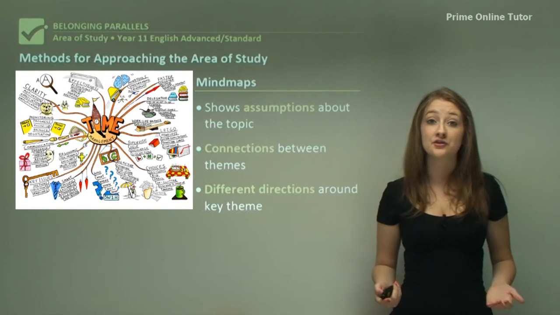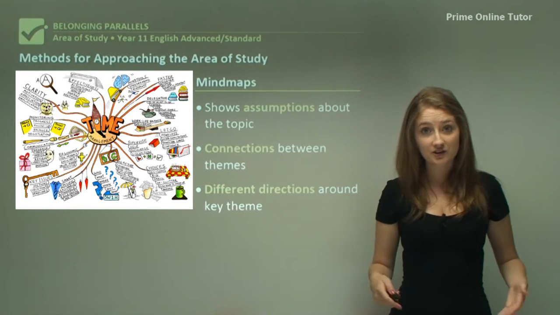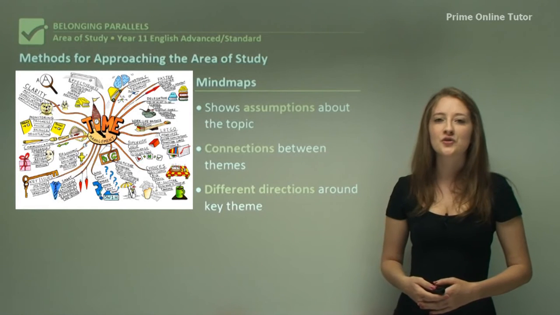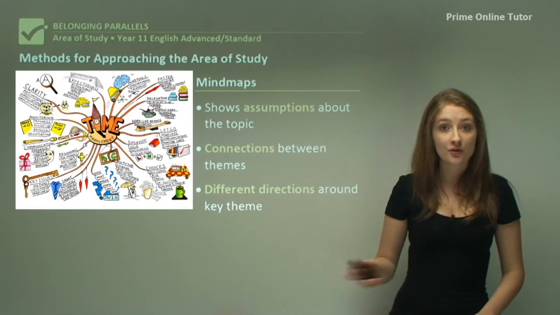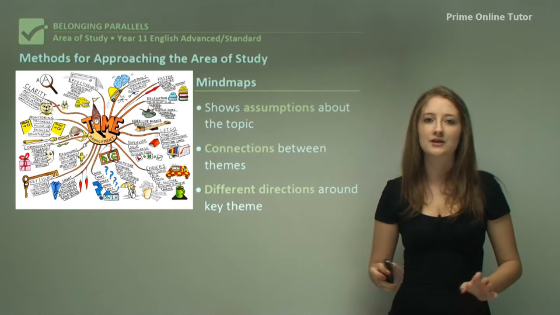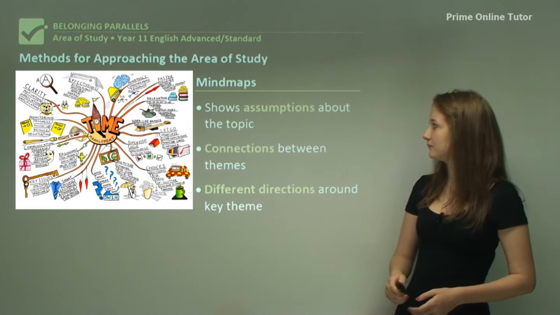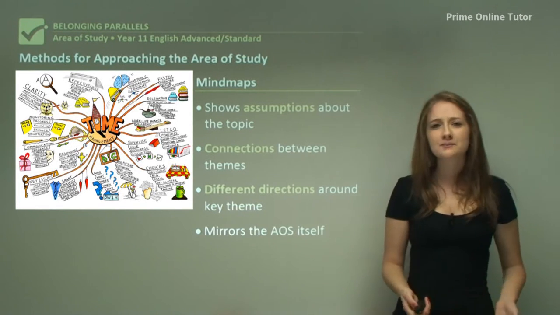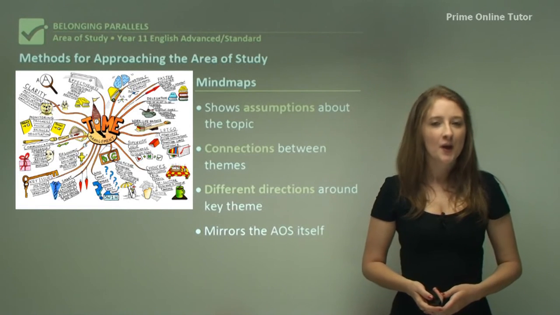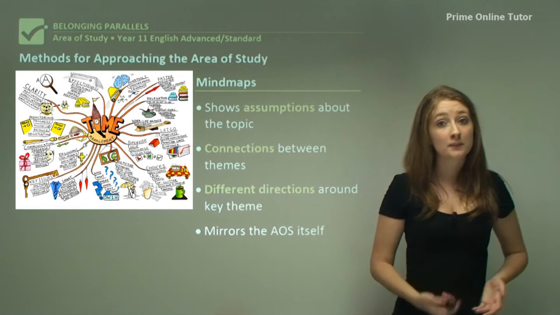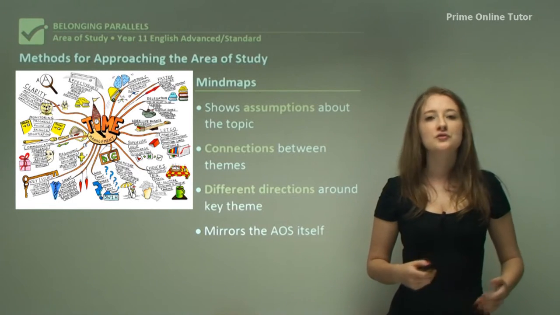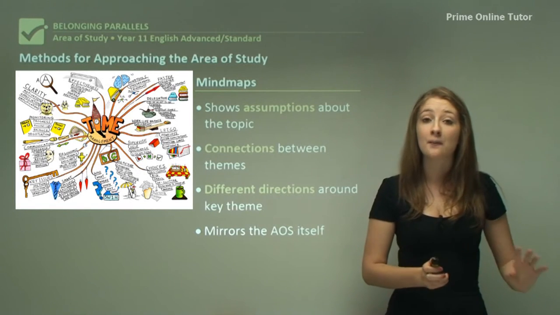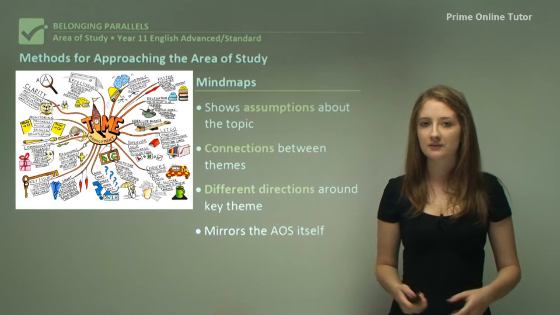This also allows you to demonstrate different directions around a key theme. So you're not just looking at one area, but really diverging and looking at all the different ways in which belonging is related to your text. And this really mirrors the area of study itself, because at the end of the day, you don't want to be writing a boring essay which only addresses one theme. You really want to have an essay which addresses a number of the sub-elements which are related to belonging.